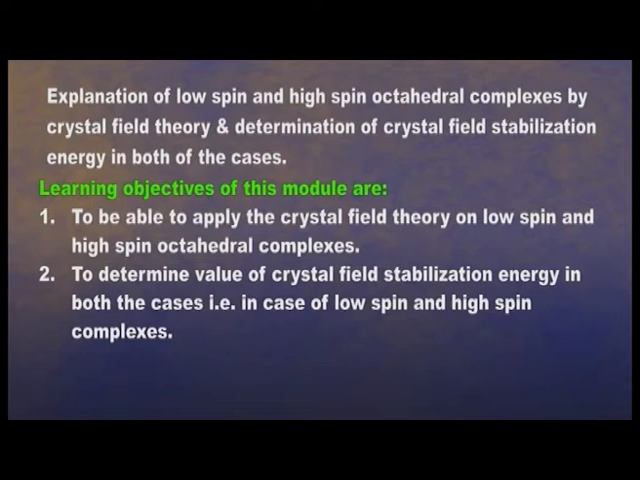The concept of low spin and high spin octahedral complexes introduced by valence bond theory was also explained by this theory. In this module, we will learn about the explanation of low spin and high spin octahedral complexes by using crystal field theory and determination of crystal field stabilization energy in both of the cases. So, the learning objectives of this module are to be able to apply the crystal field theory on low spin and high spin octahedral complexes and to determine the value of crystal field stabilization energy in both the cases, that is in the case of low spin and high spin complexes.